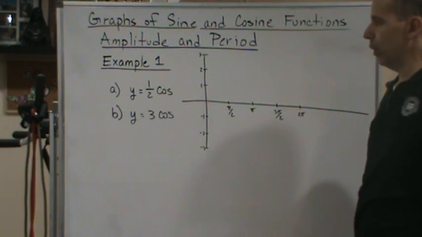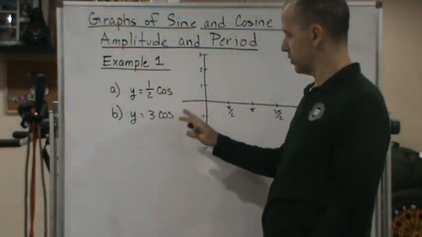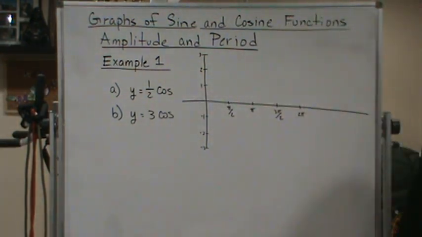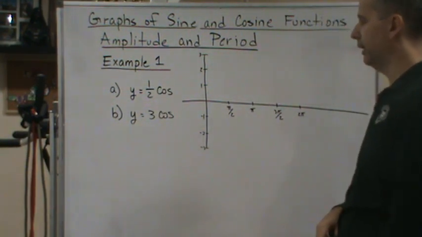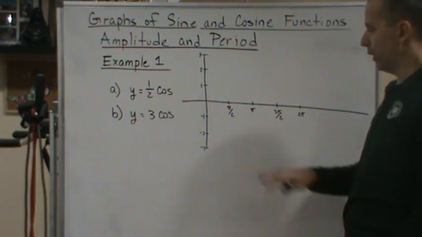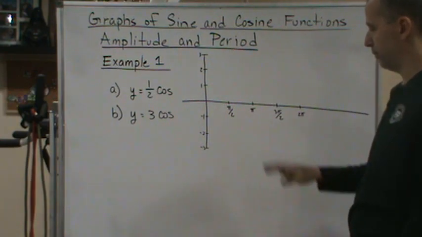In example one, we're going to sketch both of these functions on the same graph. I'll represent one as a solid black line and the other as a dotted line. I prepared my axes and plotted everything out.